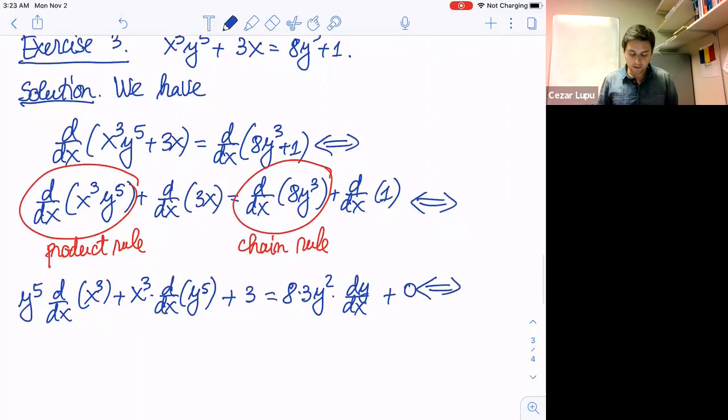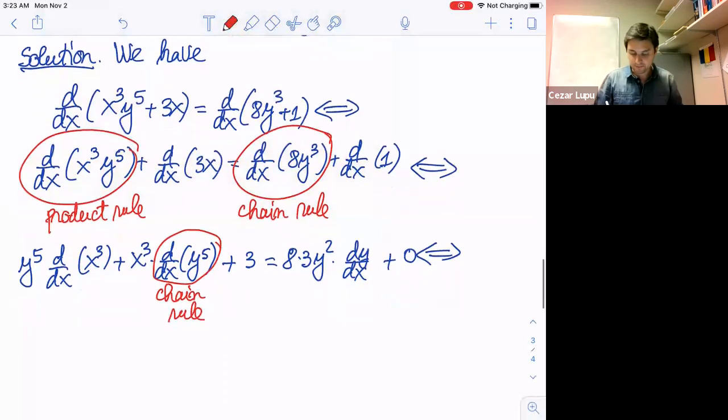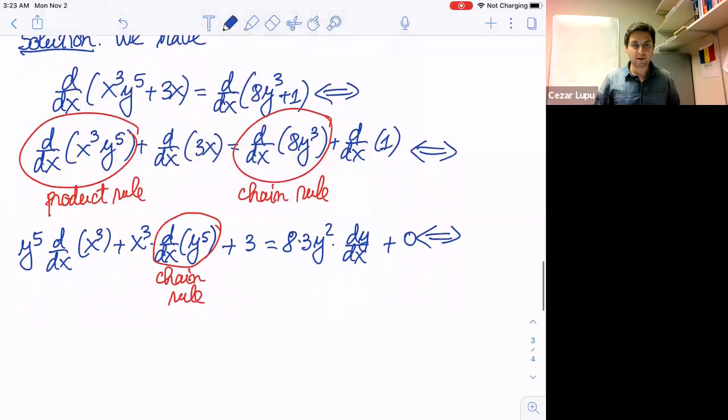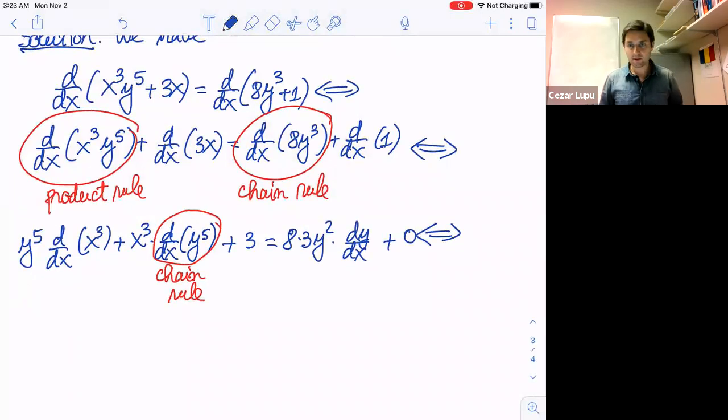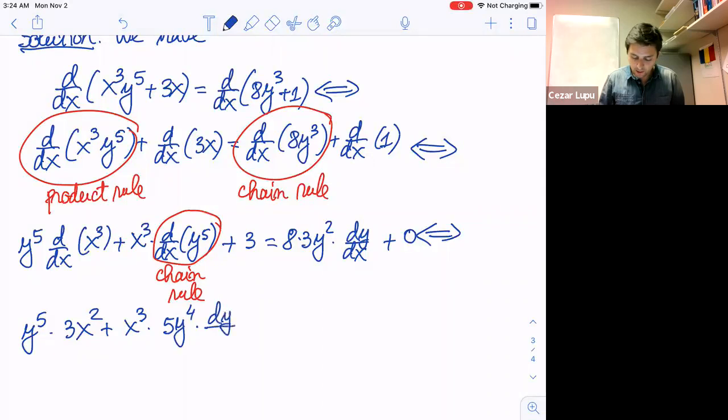Further, look at this. Again, we will use the chain rule here. All right, so let's see what we have. Let's do it a little bit slowly so that we wouldn't make any mistakes. So this would be equal to y to the fifth times the derivative of x cubed, which is 3x squared, plus x cubed times, and now we should be careful, 5y to the fourth times dy over dx, plus 3 equals 24y squared dy over dx.